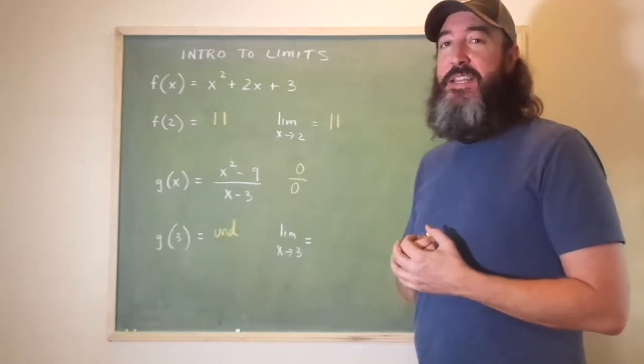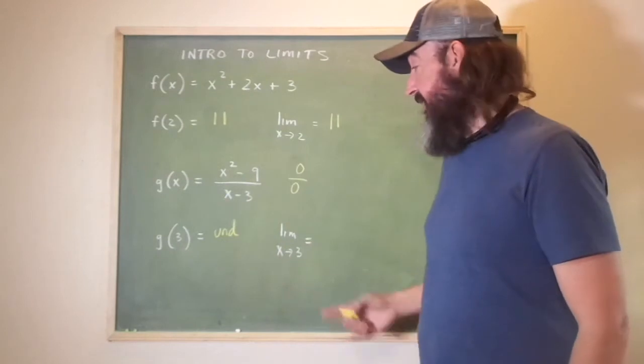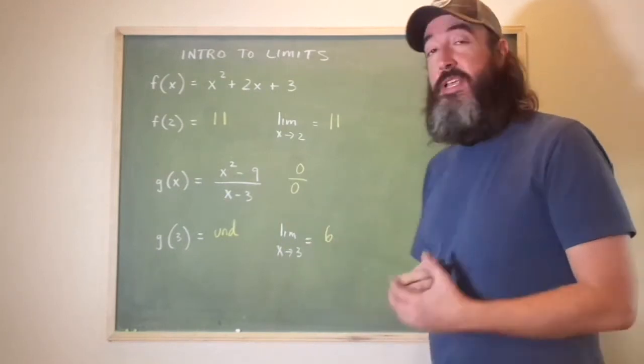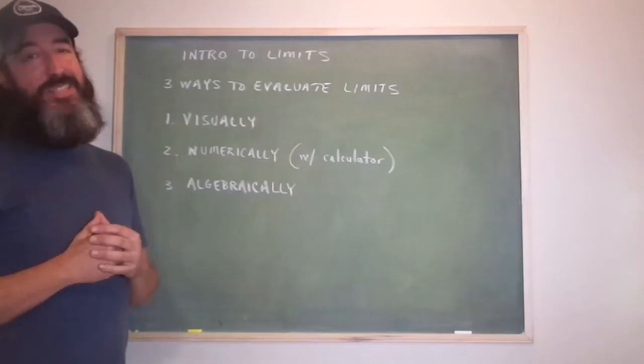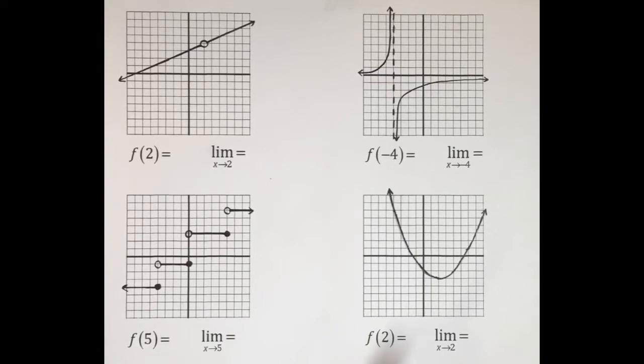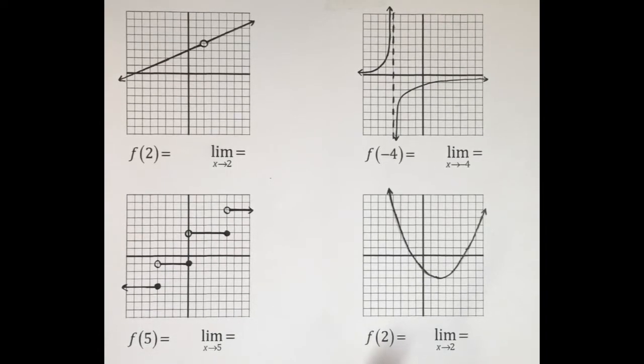G of 3 is undefined. Well, we're going to see in this lesson that this function g of x does have a limit as x approaches 3. Believe it or not, the limit as x approaches 3 is 6. In today's lesson, we're only going to evaluate these limits visually and numerically. I find it easiest to explain limits by comparing and contrasting it with something you already know how to do.